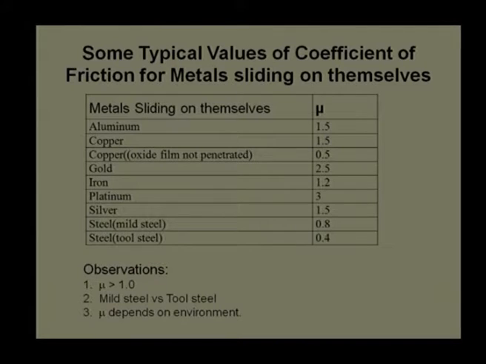So, we can say the observations from these slides are: mu, the coefficient of friction, can be greater than 1.0. Mild steel versus tool steel shows different coefficients of friction. Mild steel on mild steel shows 0.8, tool steel versus tool steel shows 0.4. If I do an intermediate, it will be somewhere in between, that mild steel versus tool steel will be somewhere around 0.6, something like that. And another interesting thing which we observe is that when copper is getting oxidized, the coefficient of friction reduces to 1/3. That means mu depends on the environment.